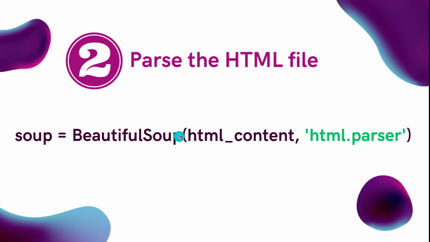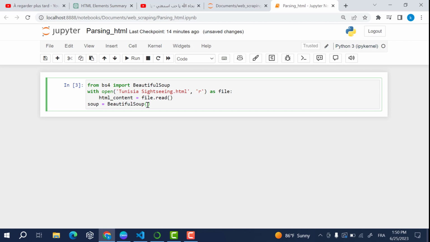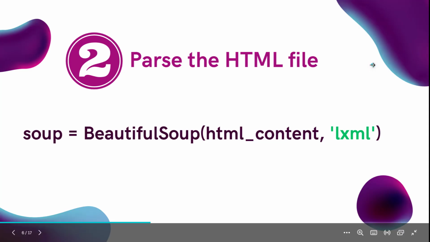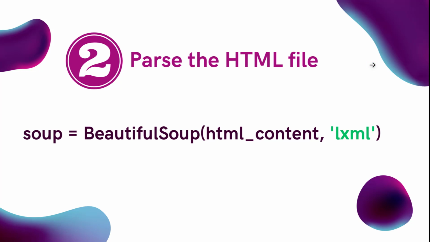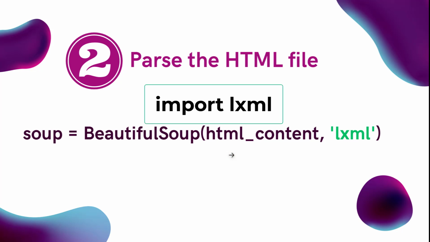The second step is parsing the HTML file. So soup equals BeautifulSoup, and between parentheses the html_content that we already created, and then comma, html.parser, and Control Enter. And here our HTML file has become a Python object. With some websites, the html.parser will not work for you. In this case, we will use lxml. Instead of writing html.parser, we write lxml, but you have to import it in Jupyter Notebook, so you will write at the beginning, import lxml.